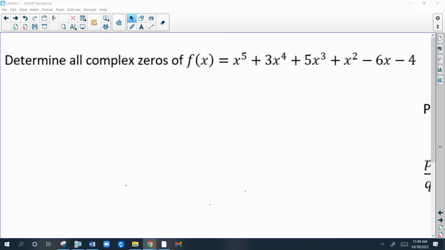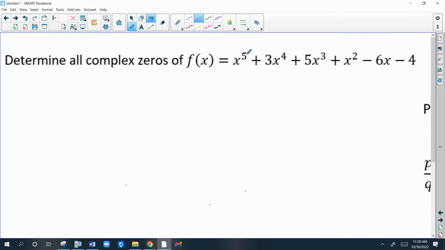All right, so here's the question. We're going to determine all the complex zeros of this polynomial function. It's a fifth degree. Remember, complex zeros would include all rational, all real, which is rational and irrational, and all complex, which would include the imaginary numbers. So according to the fundamental theorem of algebra, there should be exactly 5 of these because it's a fifth degree.